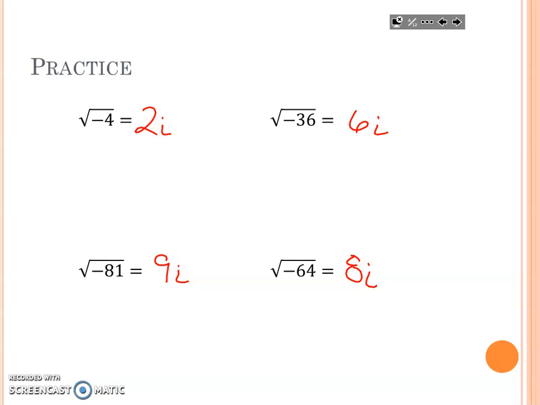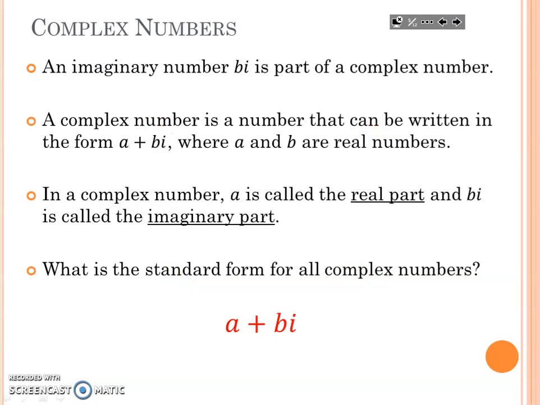There are some more complex ones, but we are going to look at those when we do our 3.5 and 3.6 lesson. We'll get to those and talk about them then. So, complex numbers. Well, what are complex numbers? Complex numbers are going to have imaginary numbers, but then they're also going to have a real part to it.